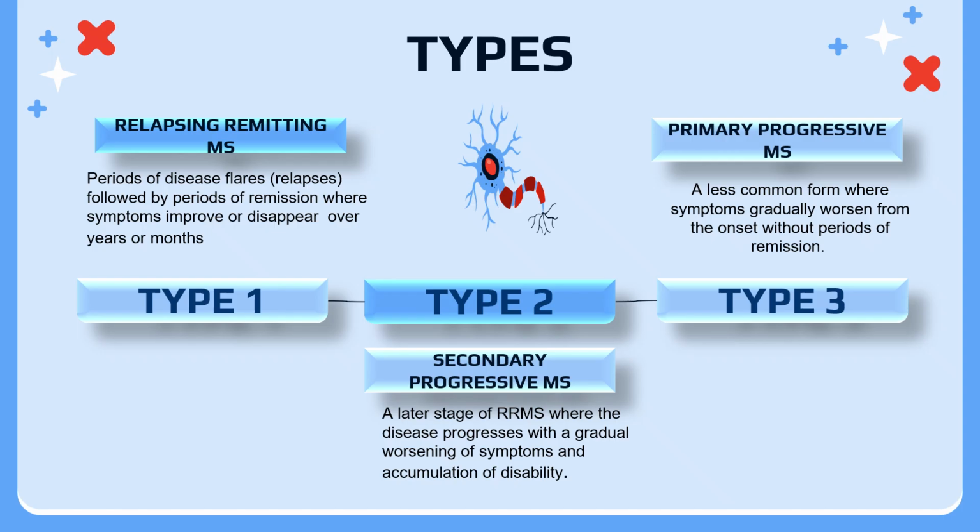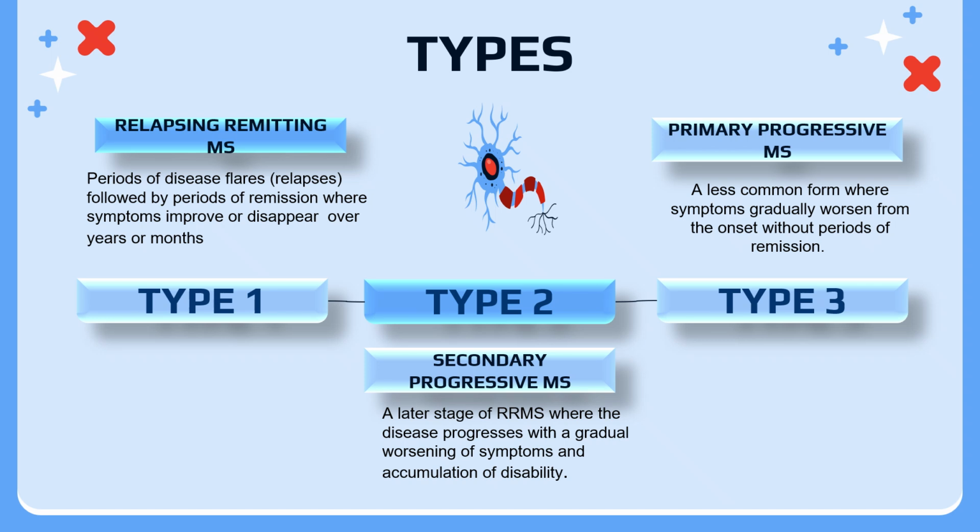Now we basically have three types. There are four, but we will discuss the three main ones, the most commonly seen. Number one is relapsing remitting multiple sclerosis. There are periods of disease flares, that is relapses, and periods of remission. That is, there are good periods and bad periods, and the symptoms improve or disappear over months to years. This is the most commonly seen type.